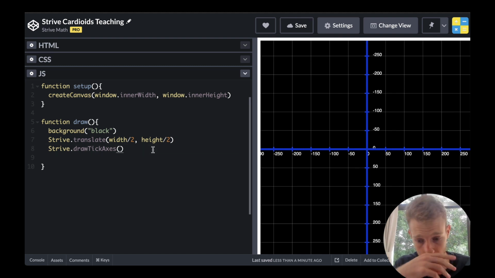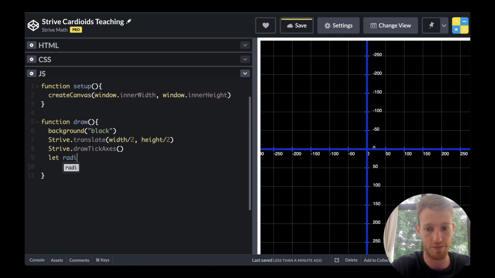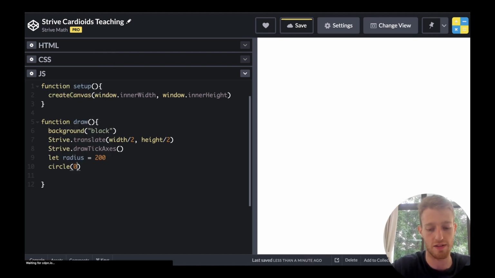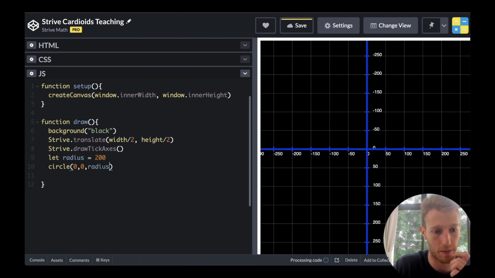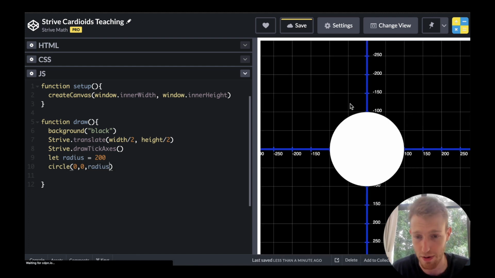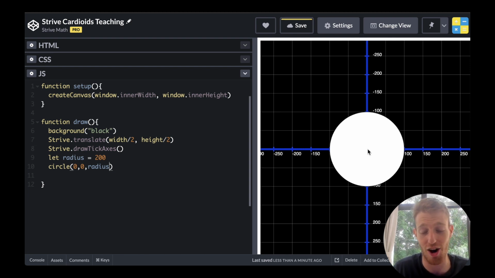Now let's draw this circle. Let's say our radius, let's make it 200. We can draw a simple circle by saying 0, 0, and radius. Let's see what happens. Perfect. Oh, not perfect, because this is a radius of 100. This argument over here specifies the diameter. So if we want to get the radius, we say radius times 2.